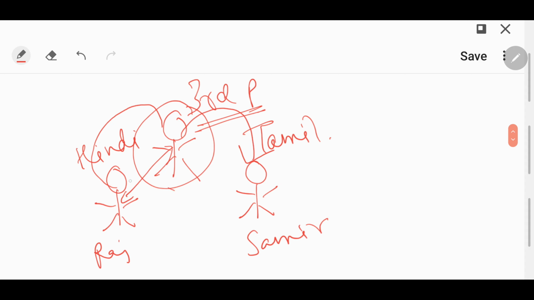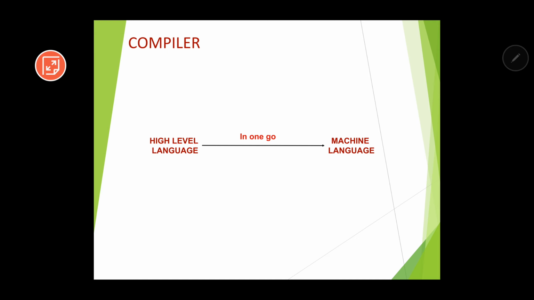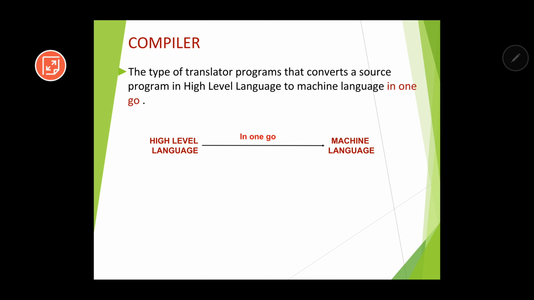Okay, and in between, if you make some mistakes also, the third person will not interrupt you, but he will speak when you complete your complete speech. Okay, so it converts the programs written in high level language to machine language in one go, that means at once. So the type of translator program that converts a source program in high level language to machine language in one go is called a compiler.